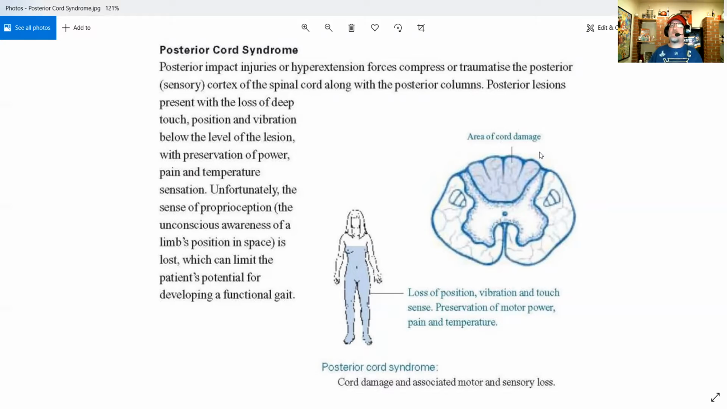These injuries usually are from direct impact. It could be from hyperextension, either from compressive forces or something traumatizing that part of the spinal cord. These lesions present with a loss of deep touch, position sense, vibration sense, all below the level of the lesion. However, there's a preservation of power and pain and temperature because all that information is carried in a different part of the spinal cord.